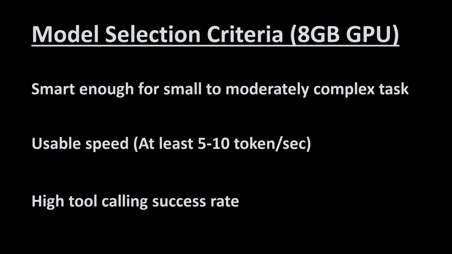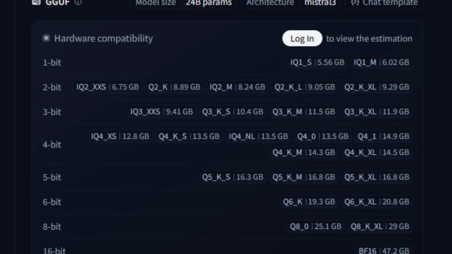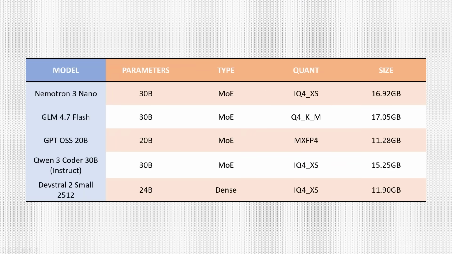Based on these criteria, I'm picking model sizes around 20 to 30 billions with 4-bit quant, which is smaller size that's still capable enough to handle agentic tasks and still able to fit into small hardware. Here is the list of contenders.